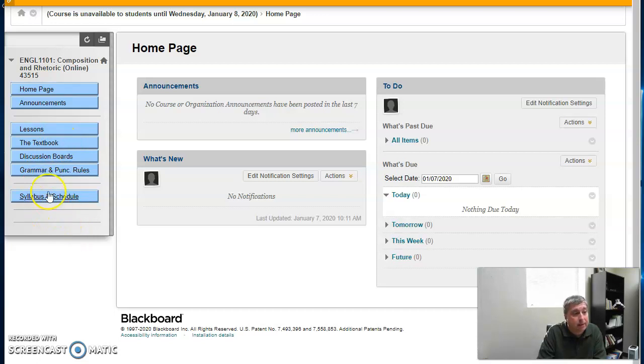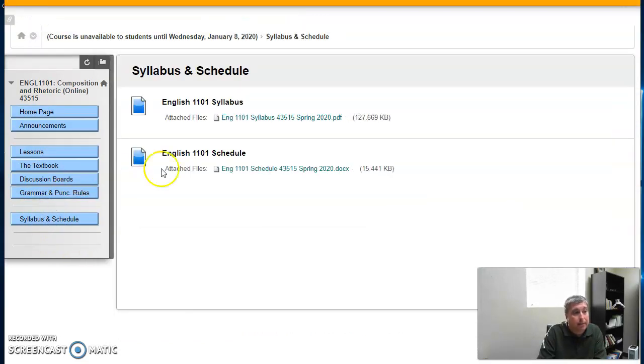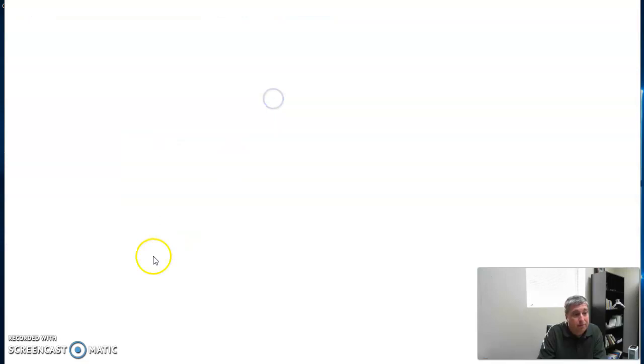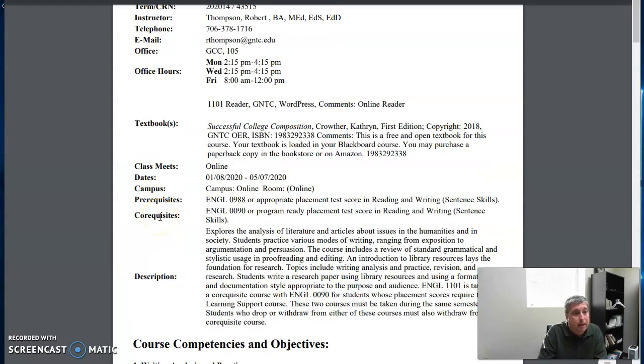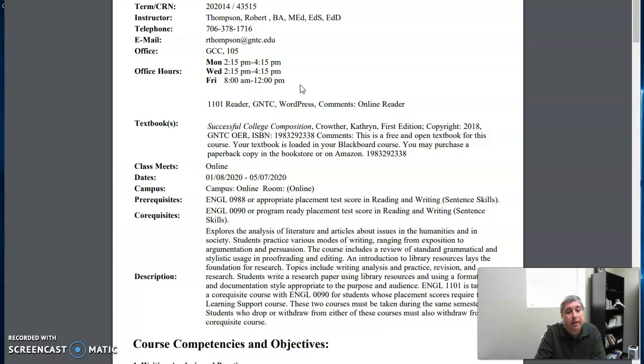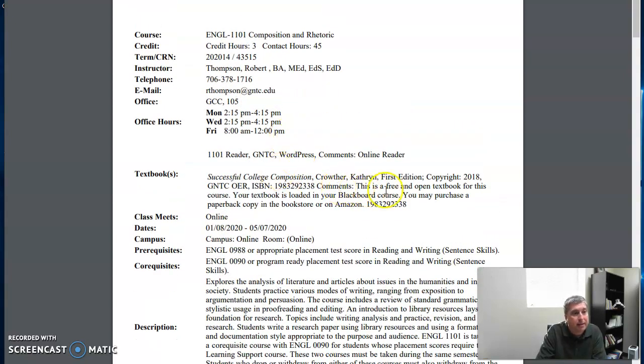So let's start with the syllabus and schedule. And of course, the syllabus, let's review it very quickly. You don't have to buy a textbook for the course. Anything you need, the textbook is in the Blackboard shell, and any readings you need to do are linked in Blackboard. You do not have to buy a book.